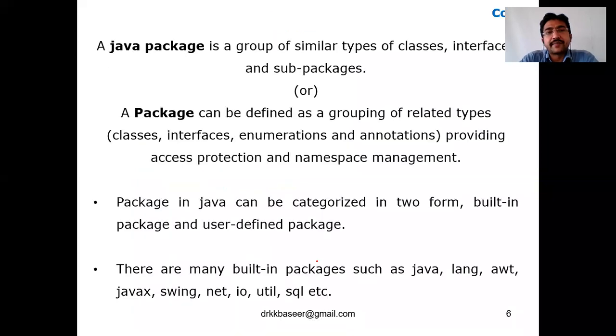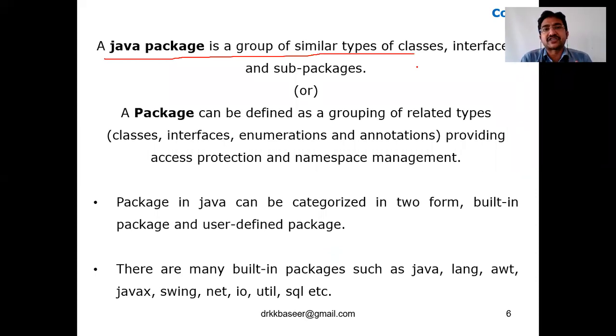Now how to create a package? Just now I said we can create our own packages. A Java package is a group of similar type of classes. Similar type of classes means what? All the IO related operation classes will be stored in a package called java.io. All the classes related to utilities we store in a package called java.util. So a Java package or user defined package will store all the similar types of classes. Similar type of classes means what?